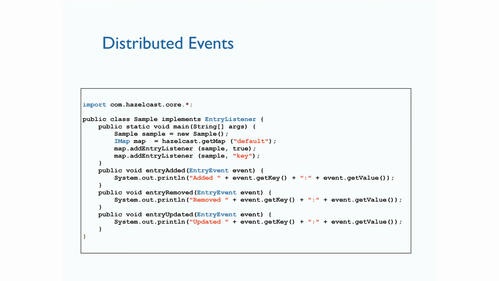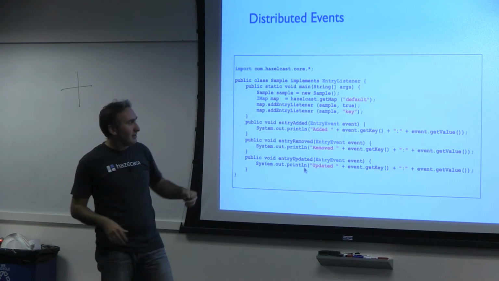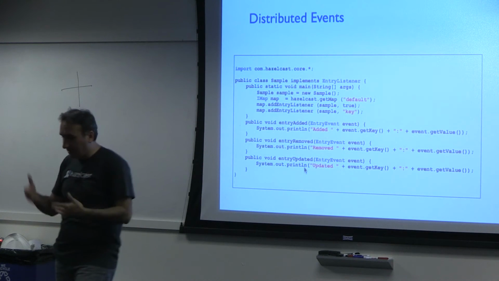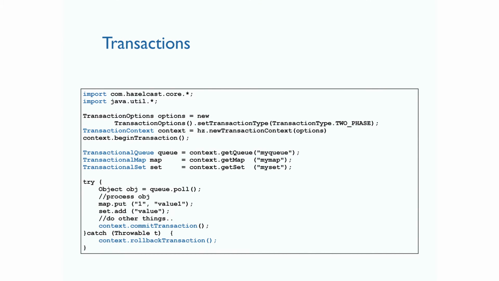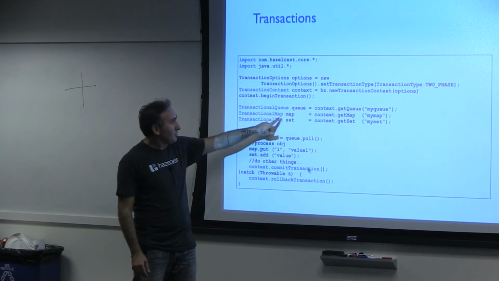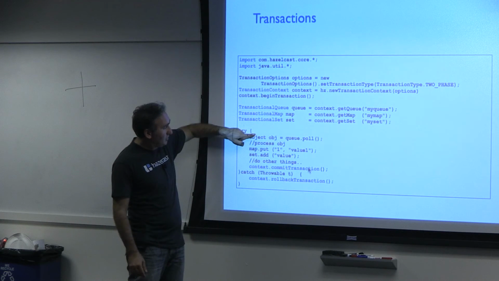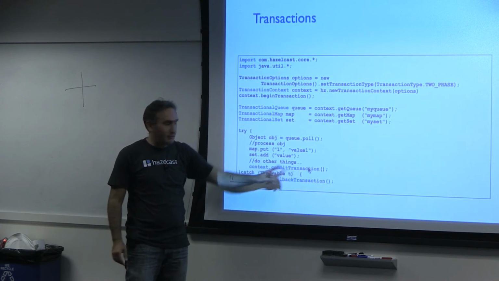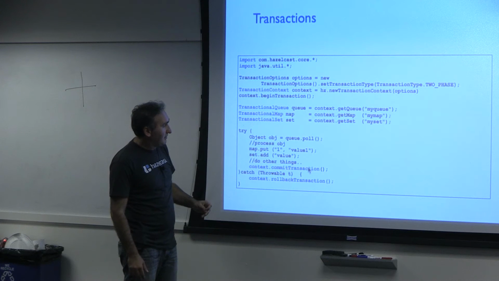Events, we saw at the demo. You can add an entry listener, and you can listen for the updates. Hazelcast will notify you if there's an update in a map, update in a queue, update in any data structure. Transaction, we do support one-phase or two-phase commit. So basically, you have to get a transactional map or queue, and then you begin the transaction. You do your stuff, and then you commit. Something goes wrong, you roll back, just like other transactional stuff.